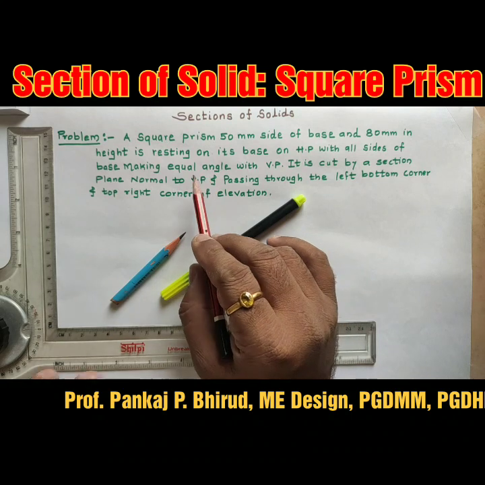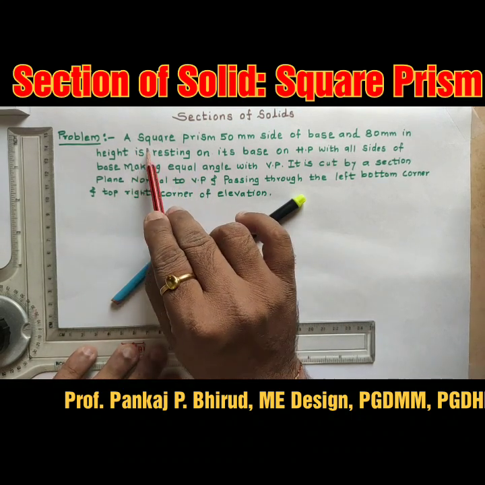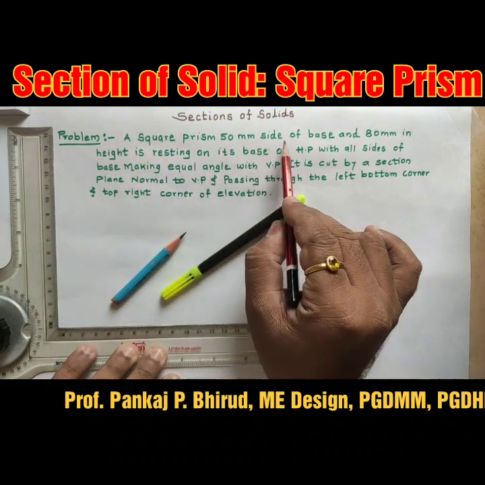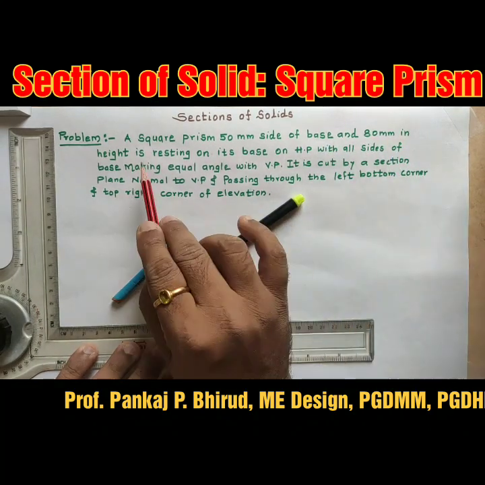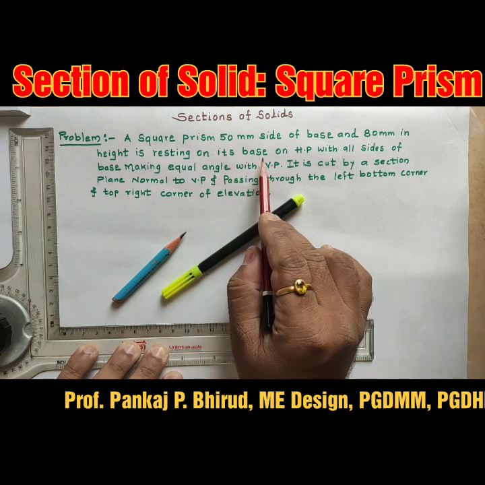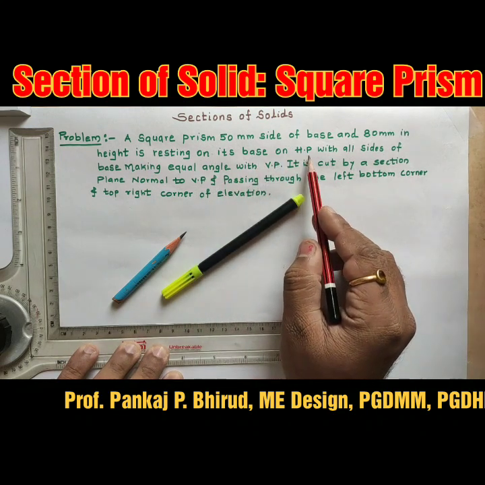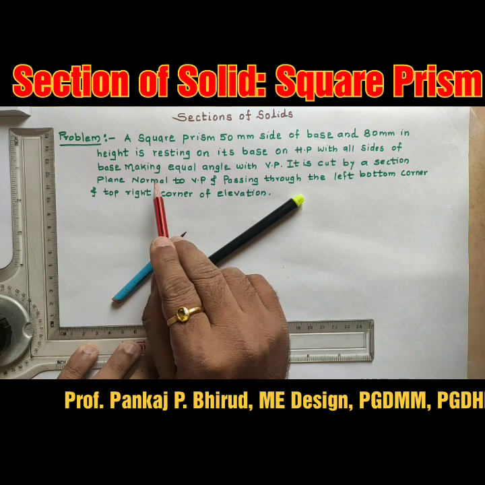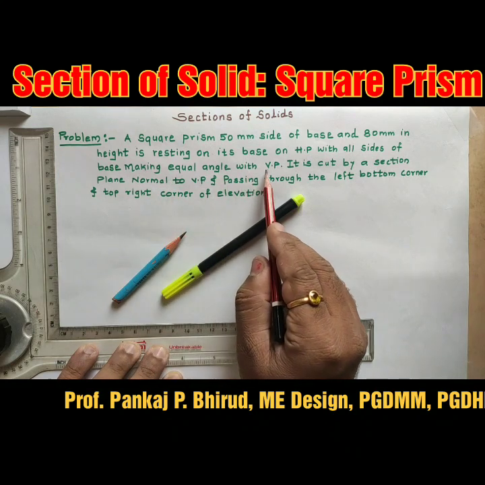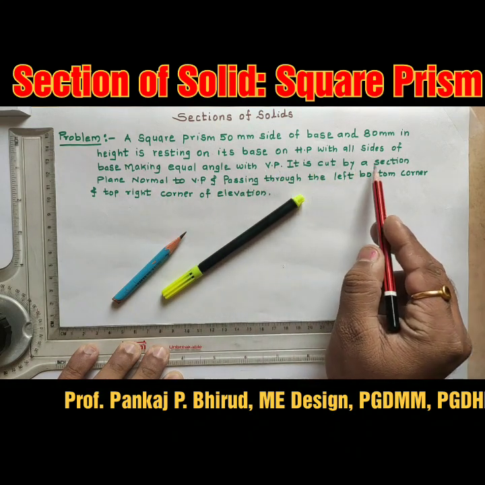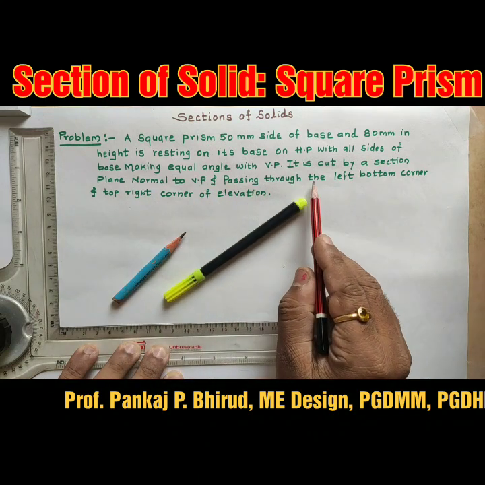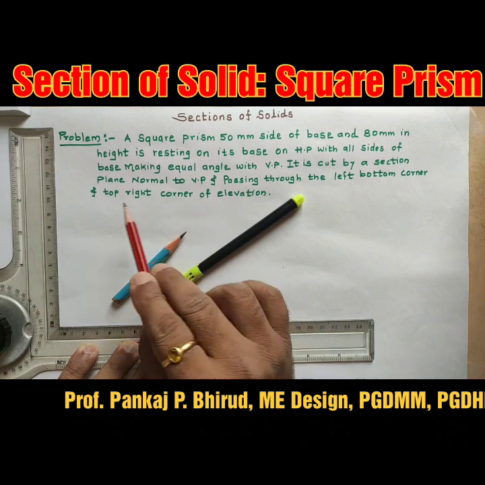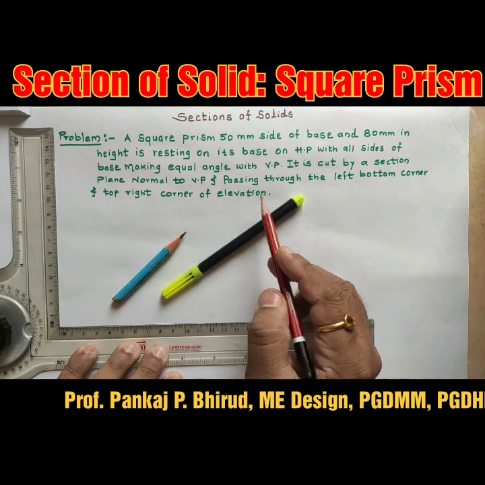So here the problem is: a square prism 50 mm side of base and 80 mm in height is resting on its base on HP with all sides of base making equal angle with VP. It is cut by a section plane normal to VP and passing through the left bottom corner and top right corner of elevation.